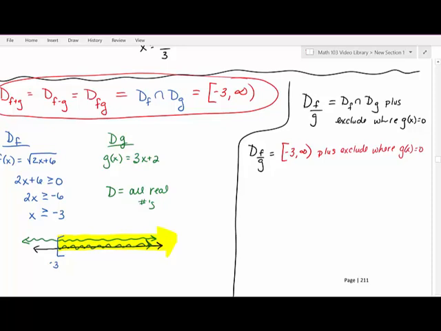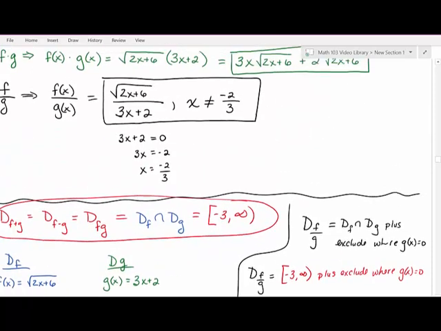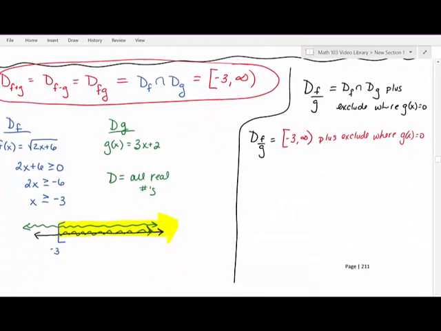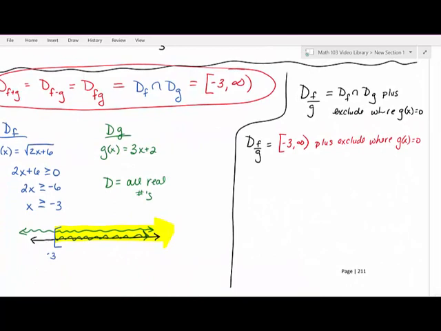We've already found where g of x equals 0. That's what we did right here. So we know that the additional value that needs to be excluded is -2/3. So our domain is going to be -3 to infinity plus exclude x equals -2/3. Well, we want to write this in nice interval notation.